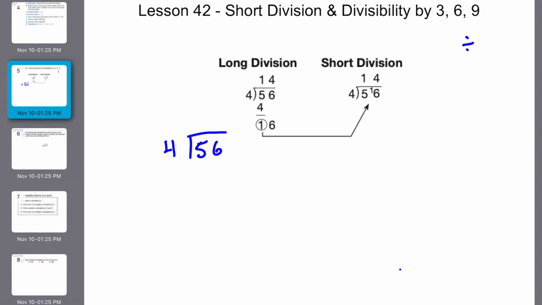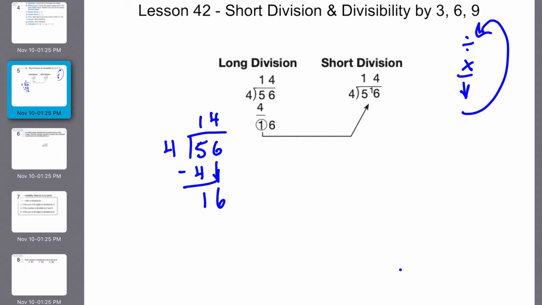Divide 5 by 4, you get 1. Multiply, 4 times 1 is 4. Subtract, then bring down the 6, and then you start at the beginning again. 16 divided by 4 is 4, minus 16, and you're done.